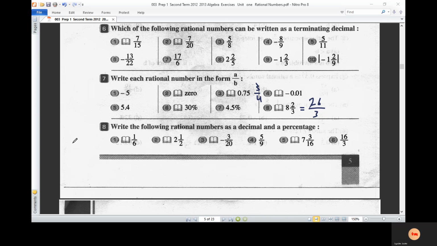5 over 9. When you divide 5 by 9 using your calculator, you will get 0.555 and so on. It's a repeating decimal or recurring decimal. It will be 0.5 recurring. To change into a percentage, you will multiply by 100. You will get 55.5, and the 5 is recurring. 5 is repeating.